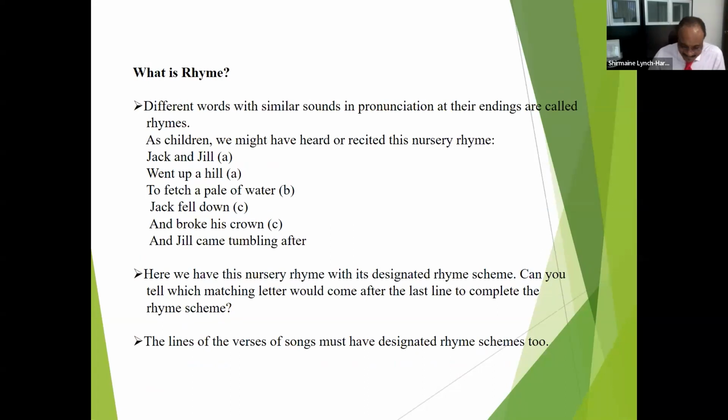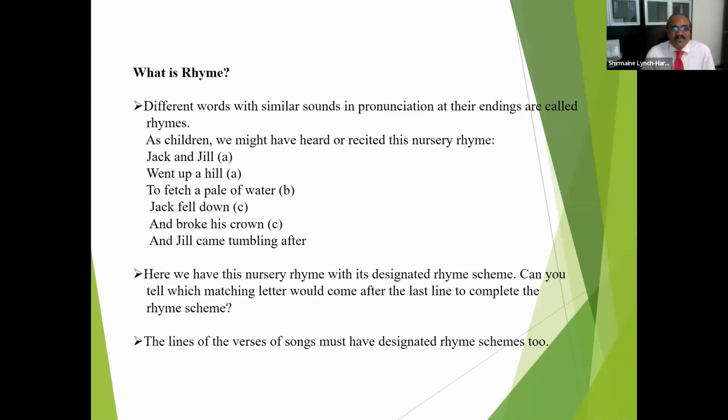What is a rhyme? Everybody knows what a rhyme is, maybe. You would imagine. Different words with similar sounds and pronunciations at the endings are called rhymes. Let me say that again. Now, this is my own definition from my own experience. Webster or Collins or Oxford dictionaries might have different meanings, but basically they fall within this ambit. Different words with similar sounds and pronunciation at their endings are called rhymes.